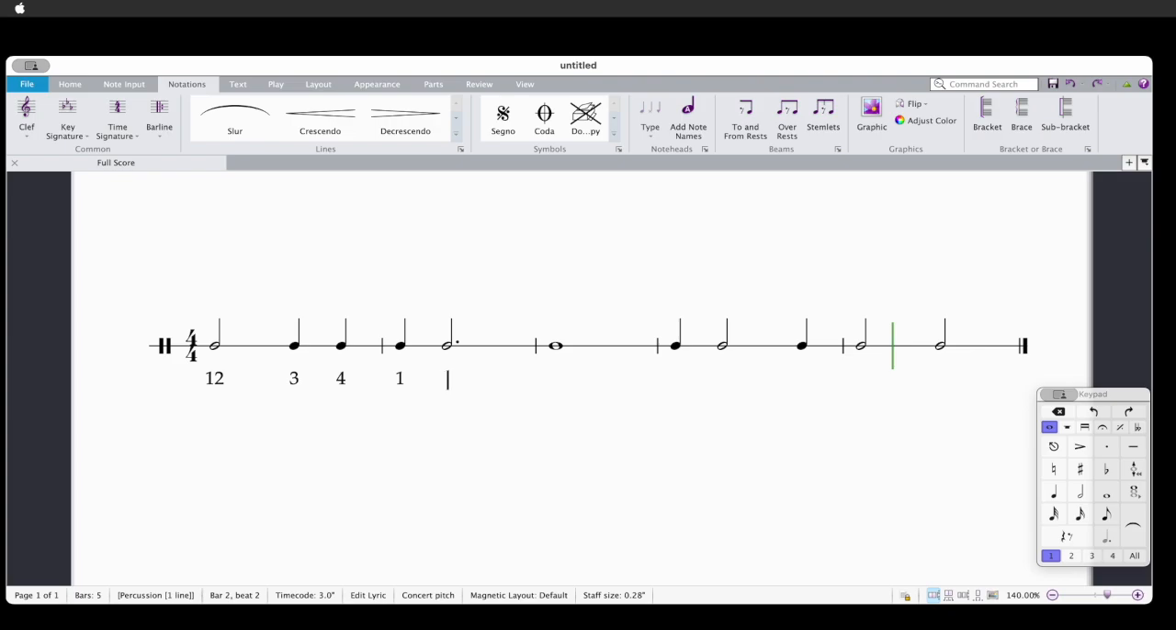We've already used the number 1. Can't use that again. So what's left? We have counts 2, 3, and 4. And so that accounts for the 3 counts for a dotted half note. That measure's done. We've gotten to 4.